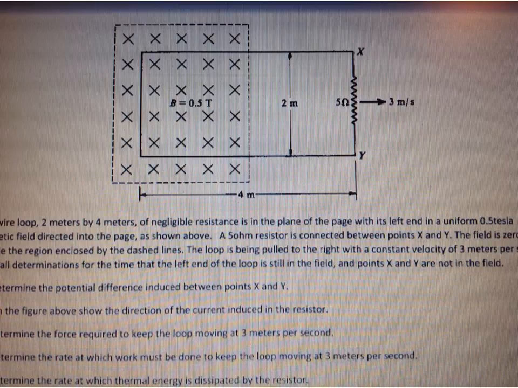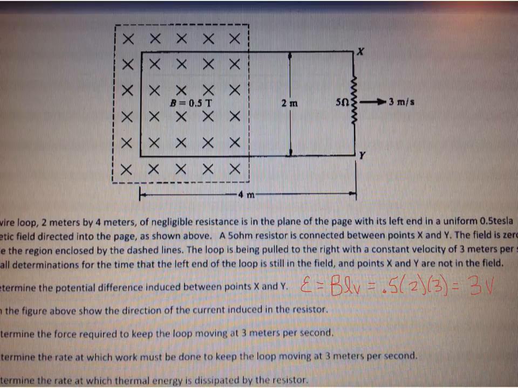We will get an EMF because we have a change in flux, because we are changing the area of the field that is inside the loop when we pull it to the right. If you'll remember, we derived an equation for that EMF in class last week, which is that the EMF equals B times L times V. So I'm going to go ahead and plug in and solve. When we plug in, we get 0.5 times 2 times 3, and we get an EMF of 3 volts.